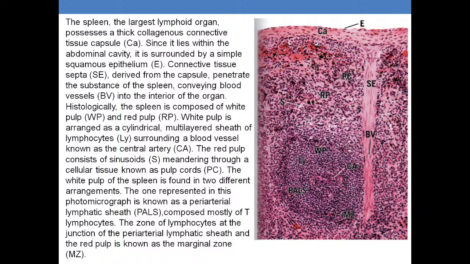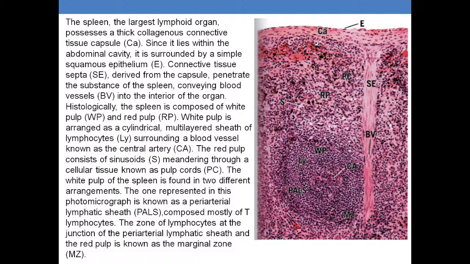The spleen, the largest lymphoid organ, possesses a thick collagen connective tissue capsule. Since it lies within the abdominal cavity, it is surrounded by simple squamous epithelium. Connective tissue septa derived from the capsule penetrate the substance of the spleen, carrying blood vessels into the interior of the organ. Histologically, the spleen is composed of white pulp and red pulp.